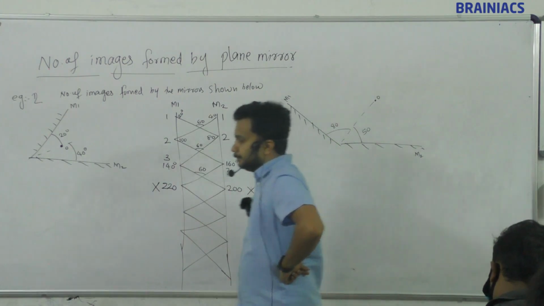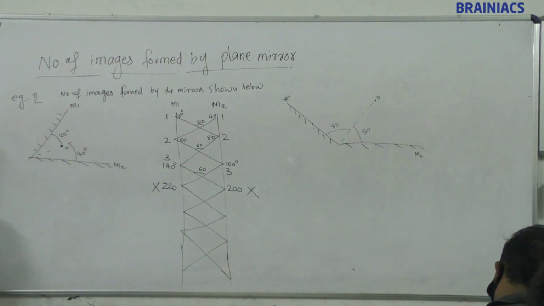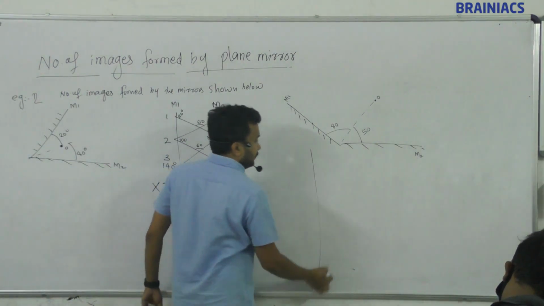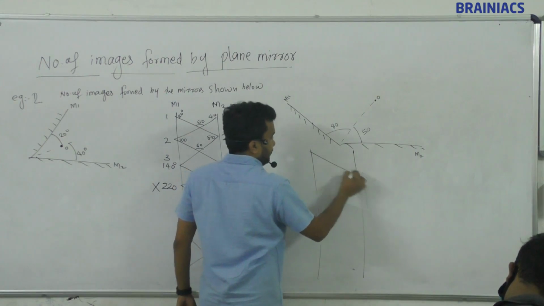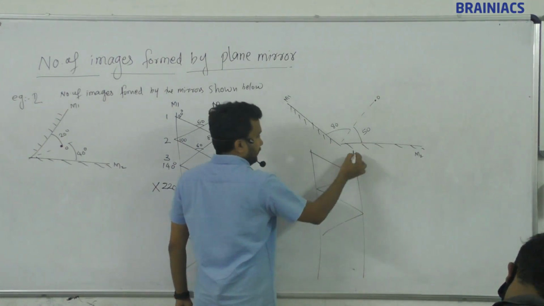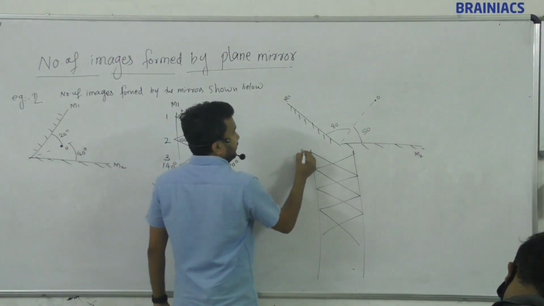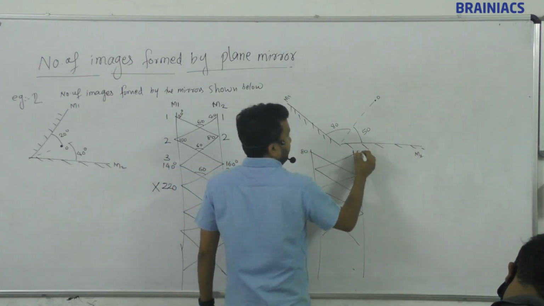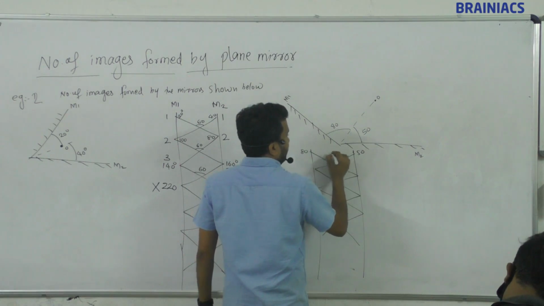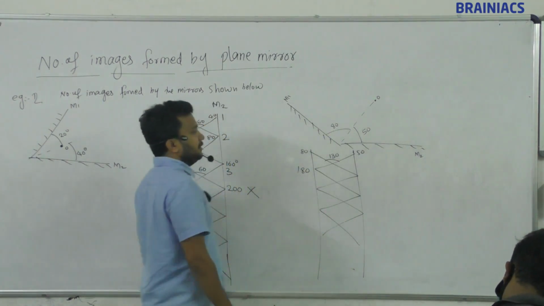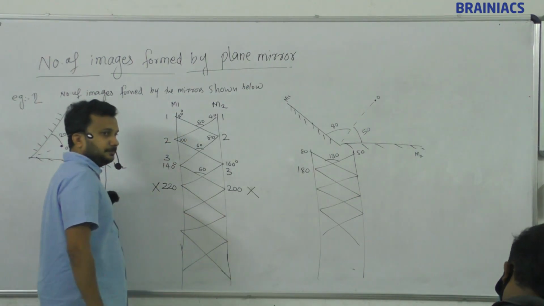Object. 80 plus 50. So what you have to do? Yes. This is 80. This is 50. Totally 130. So how much will come? 130 plus 50, 180. Possible?